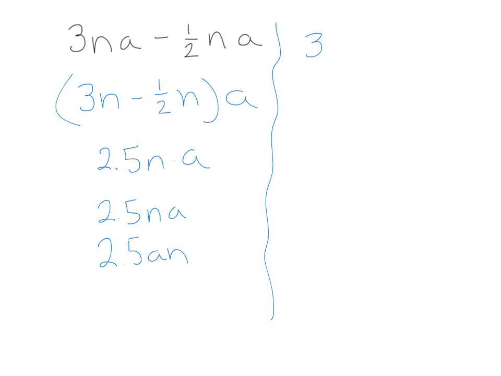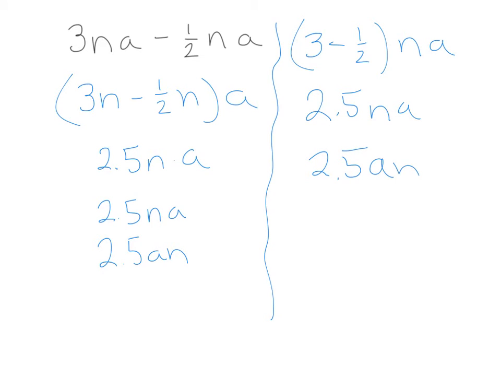So we could have said we have 3 na lumps minus a half na lumps, and that's going to give us 2.5 na's, or 2.5 an when it's written alphabetically, which is more conventional.